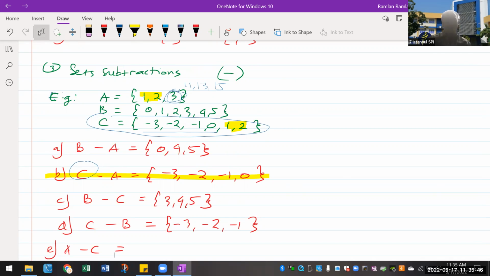A minus C. Ingat, the concept is you rewrite all of the elements in set A except the elements that are the same with C. Okay, so the first thing you need to do is to find the same element from A and C. Okay, and then you highlight that, and then you rewrite all of the elements of A, but without the elements that are the same with C. Oke, okay? Yes, oke. Okay.